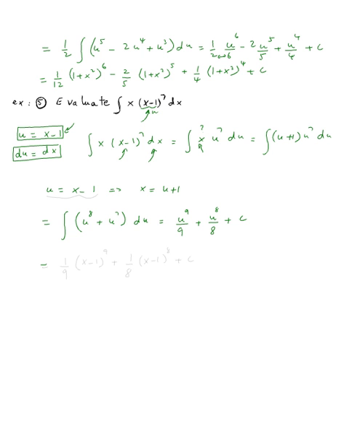And last step, replace u by x minus 1. So this is going to be equal to 1 over 9 times (x minus 1) to the 9, plus 1 over 8, u is x minus 1, so (x minus 1) to the 8, plus some constant. And we're done with these examples.